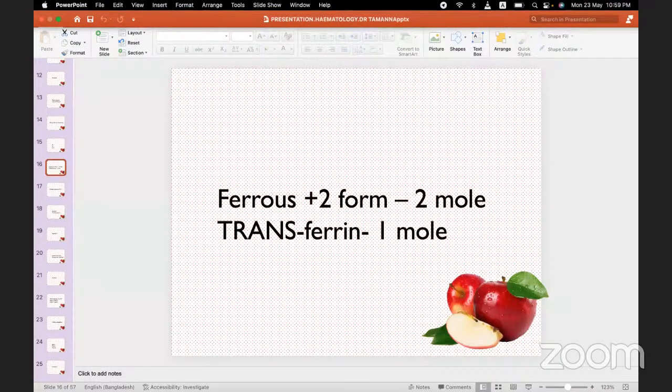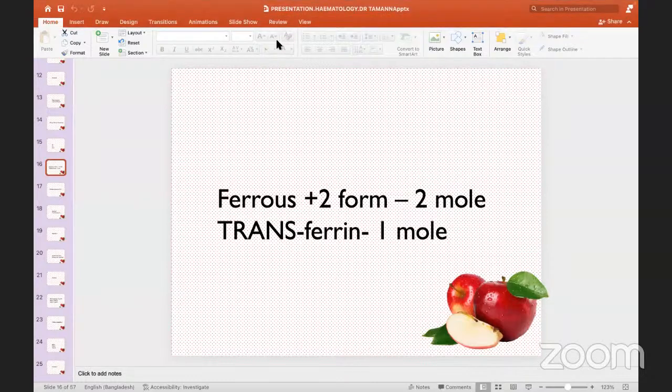Now you have to understand the structure of heme. So remember, in the heme, there is iron, right? And in the globin, there is protein. We know heme means iron, globin means protein. So when we eat something, suppose we are eating some meat, fish, they have iron.